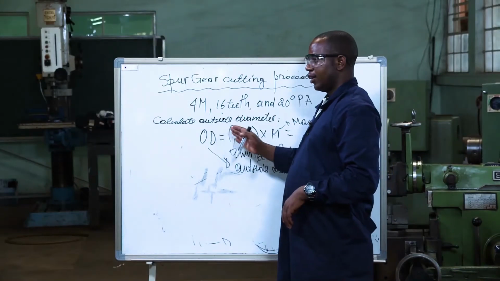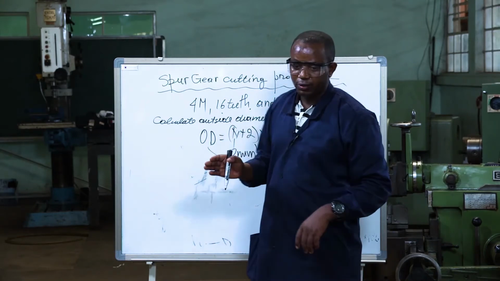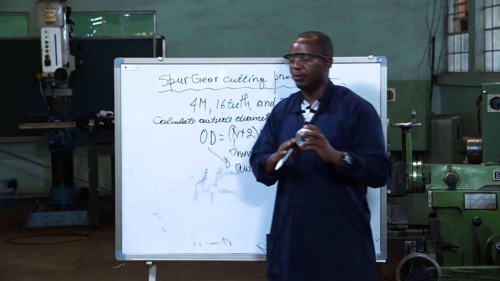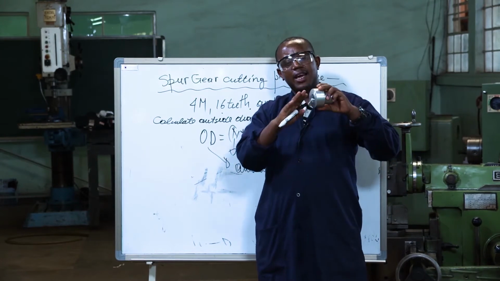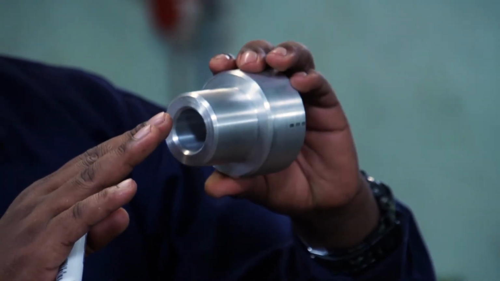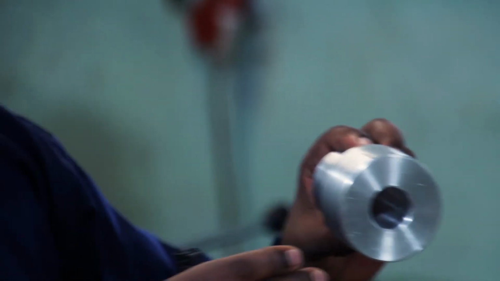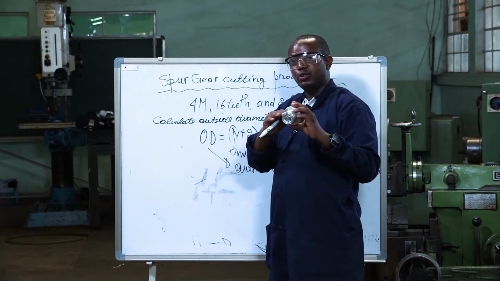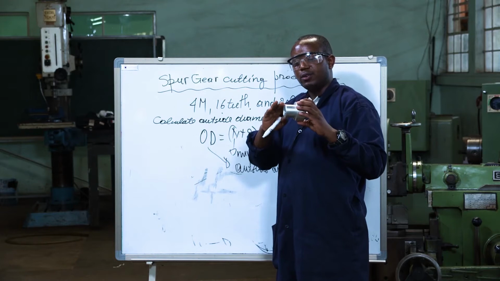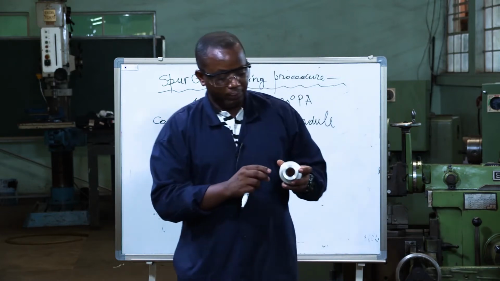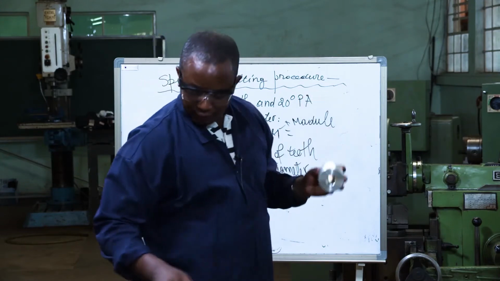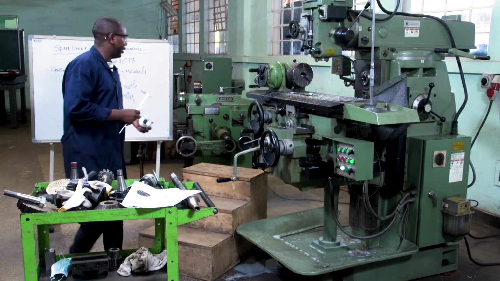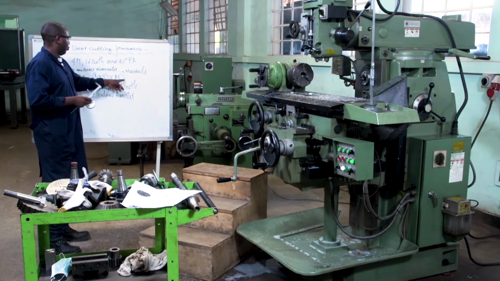The calculation of outside diameter is very important because you cannot achieve this task without preparing the blank of the gear. When I say the blank of the gear, it is a turned workpiece which will be used for producing the gear. The outside diameter I'm saying is the measured diameter. It has to be calculated from this formula.